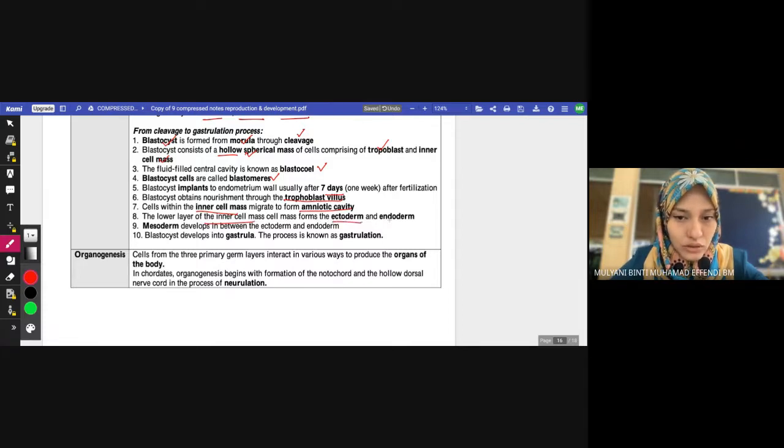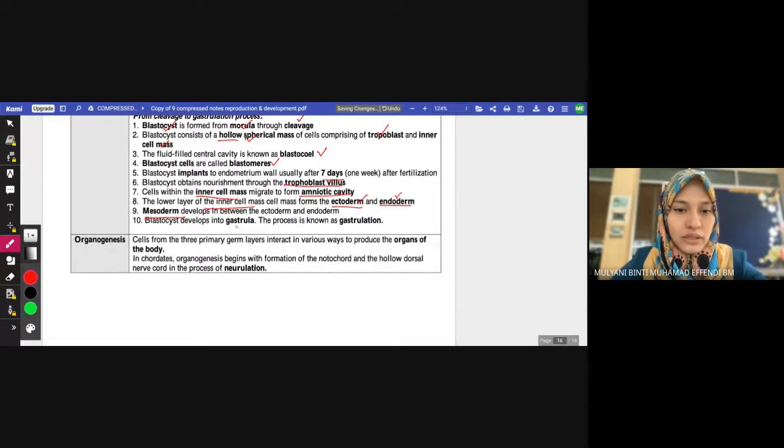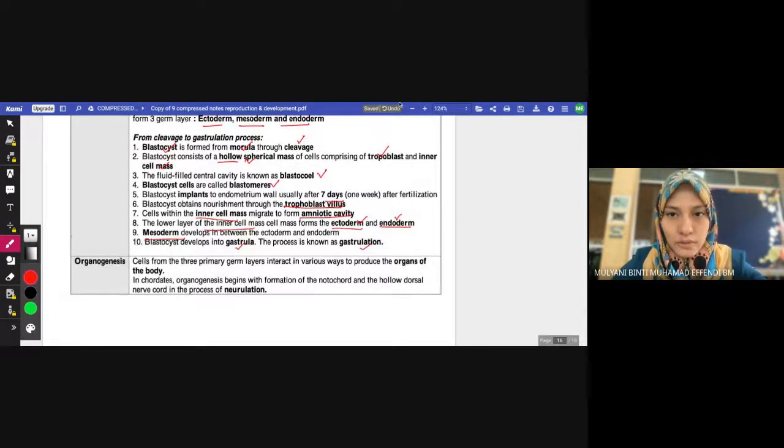differentiate lah into ectoderm dengan endoderm and also mesoderm jugalah. Antara ectoderm dengan endoderm. Okay. Blastocyst develops into a gastrula. This process is called gastrulation. So bila terbentuknya 3 sel tadi, ectoderm, mesoderm dengan endoderm, jadilah namanya adalah gastrula lah.